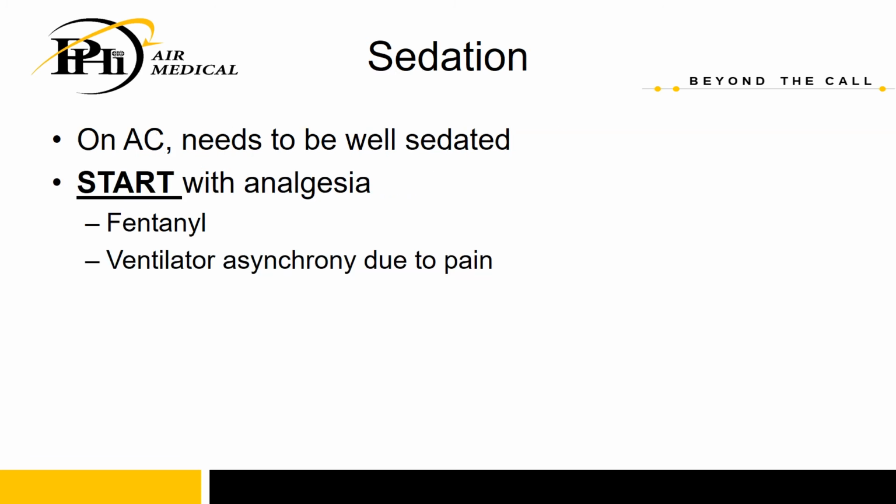A word about sedation. On assist control, our patients do need to be very well sedated. We need to start with analgesia. Fentanyl is oftentimes the analgesic of choice to run in tandem with any of our sedation drips, but most ventilator asynchrony is due to pain, not due to a lack of sedation. So a lot of the time we will walk into a facility and see that they just have a Versed drip going or just have a propofol drip going, and you'll find that if you add a fentanyl drip in tandem with these, people oftentimes will become much more comfortable on the ventilator.